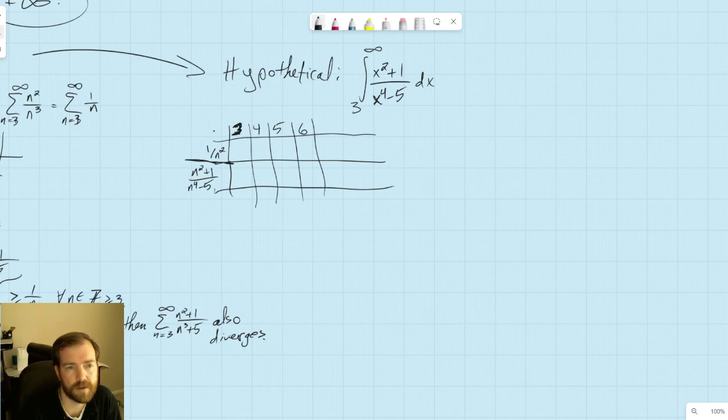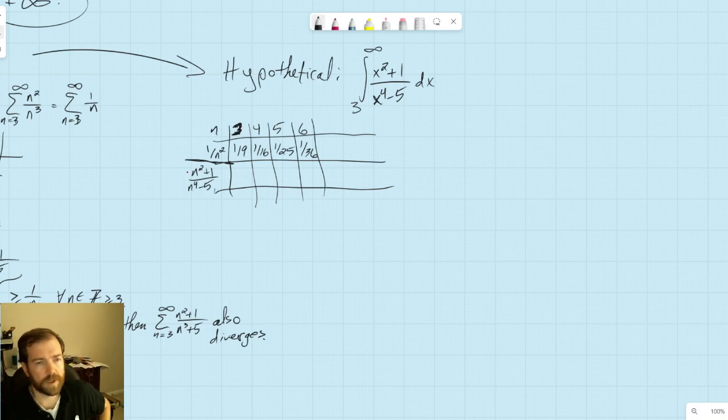So that's what this comparison test is really doing. Okay, so here, our 3 is going to get us 1/9. 4 is going to be 1/16. 5 is 1/25. And 6 is 1/36. All right, 3 plugged into here is going to get us, again, 10, but divided by, this is 81 minus 5, which is 76. Okay, 4 is going to get us 17. 5 is going to get us 26, and 6 is going to get us 37.